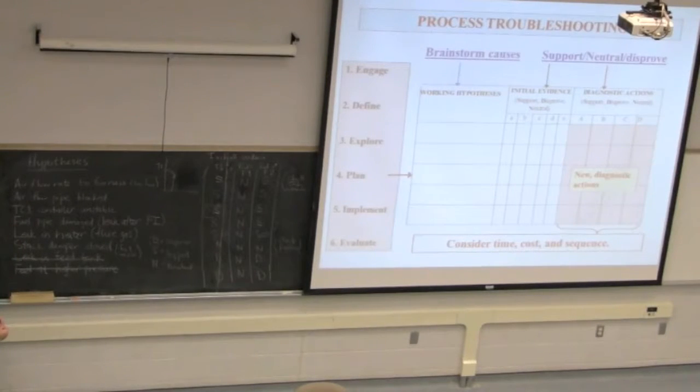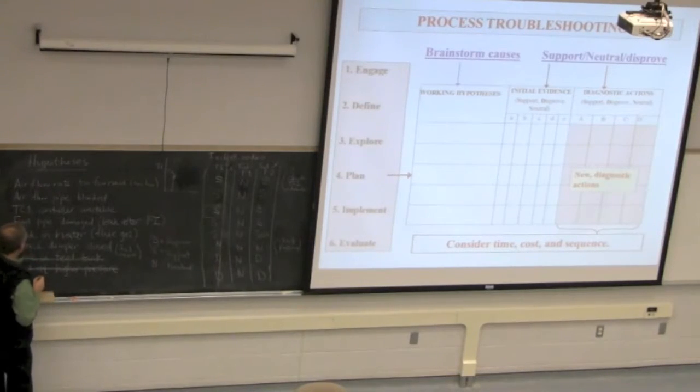Okay, so we've got some working hypotheses now that we've disproved two of them to our satisfaction. We still have a lot that are candidates, which is normal. That's a typical thing, because normally we don't have enough information to immediately find the single root cause. So any of these, maybe not this one, but any of the others, these up here, could be the root cause.